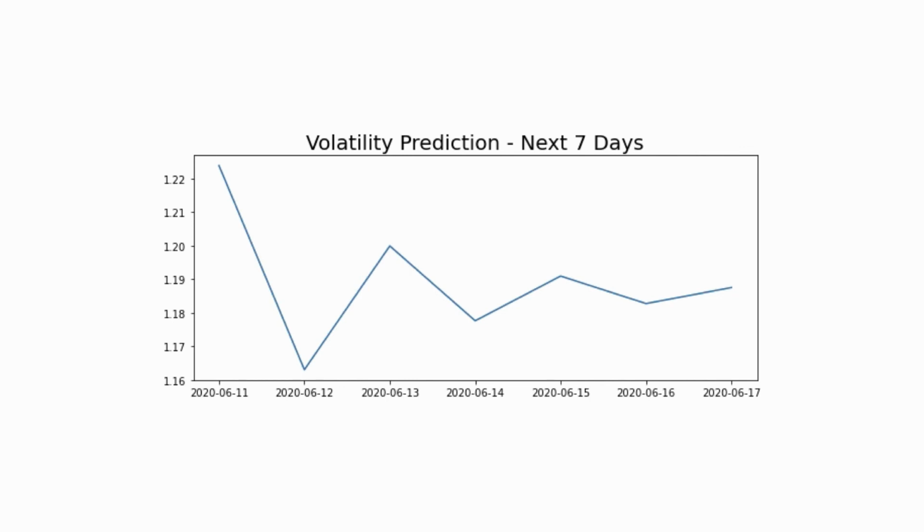The RV estimate was 122% for 2020-06-11. To secure your profit, short an in-the-money call option with an IV greater than 122%, delta hedge the shares simultaneously, and wait until expiration.